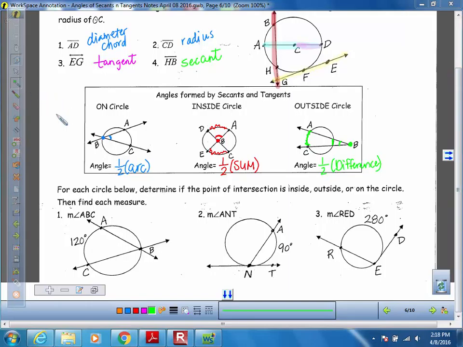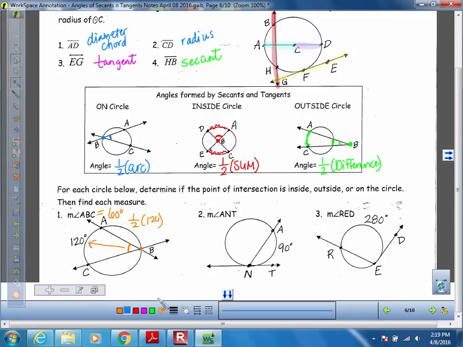So in number 1, we're looking for angle measure ABC. So this angle, where is its vertex? It is on the circle. So if it's on the circle, we're doing 1/2 of the arc measure that it's across from, and it's across from 120. So ABC would equal what degree measure? 60 degrees.